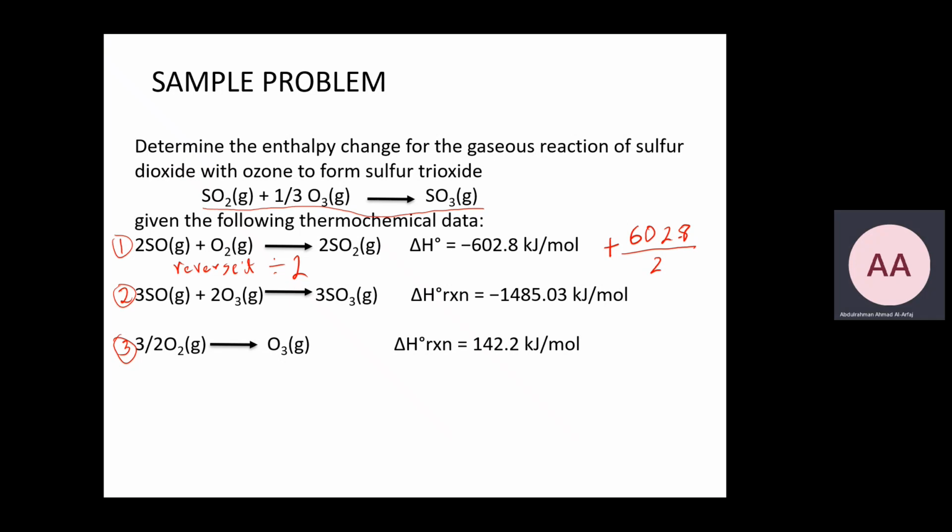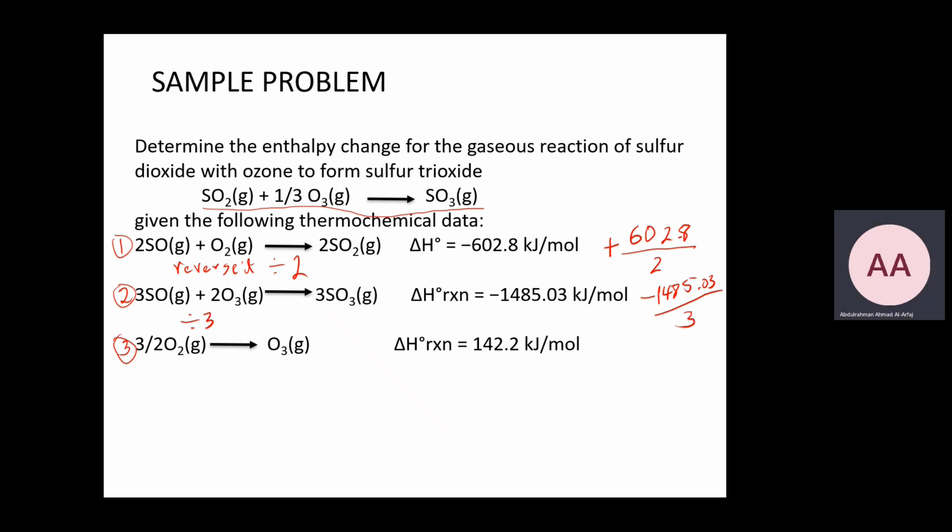Next, let's go with SO3 first. I want SO3 as a product. This here is a product, but I have 3 SO3. What should I do to make it only 1 SO3? I will divide the whole equation by 3. And of course, I did not change the sign. I did not change the reaction. So this is minus 1485.03 divided by 3.